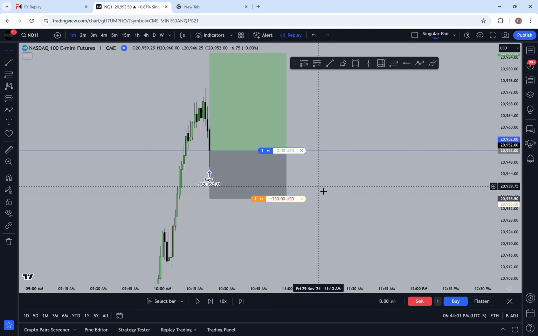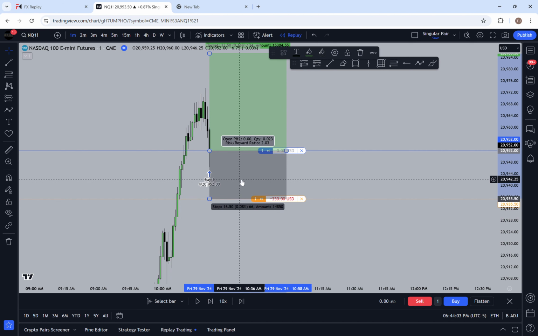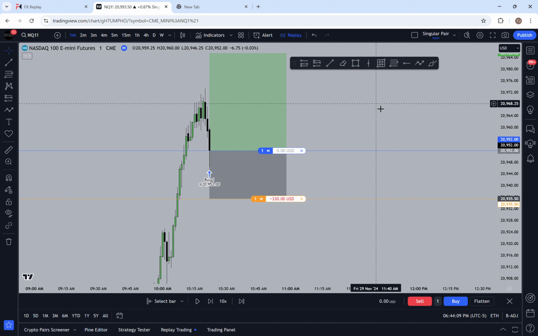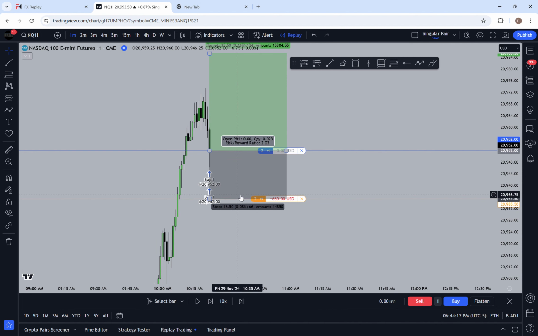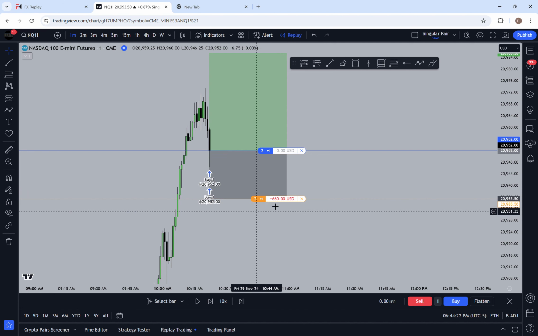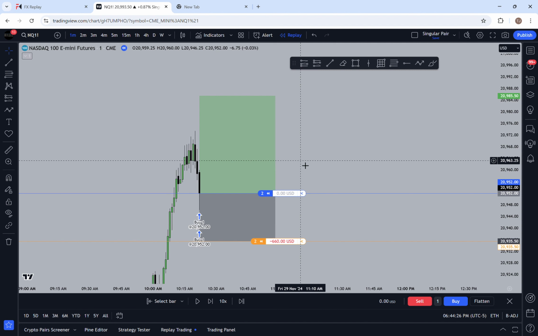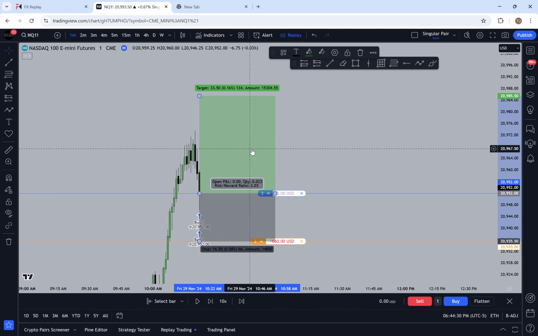Now, if we added 2 contracts, the stop loss is still saying the same, but obviously you're going to be risking more if you're adding 2. You'd be risking $660, excuse me. So we're going to hit buy. Yep. And now we're risking 2 contracts with a 66 tick stop loss, so we'd be risking $660 on this trade. Alright? So, how do we calculate this take profit, right? 134.